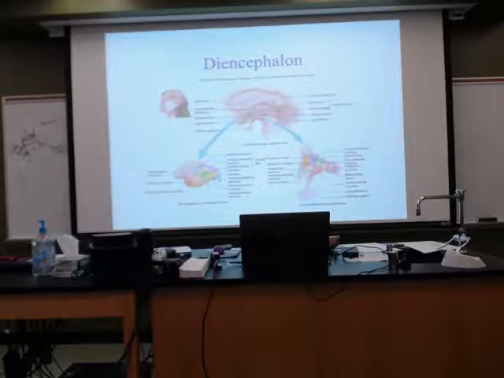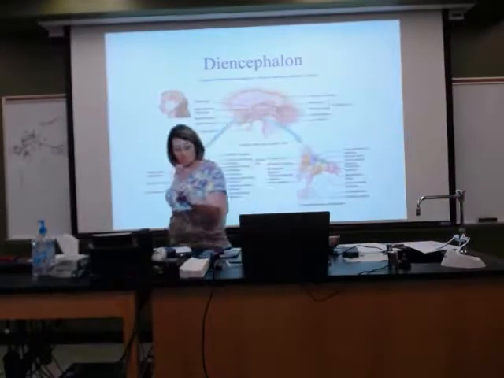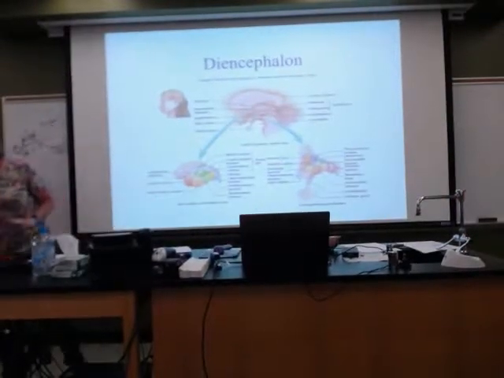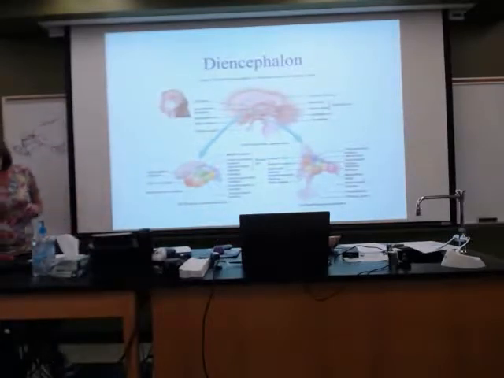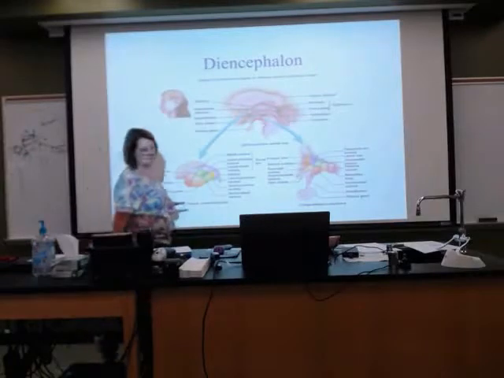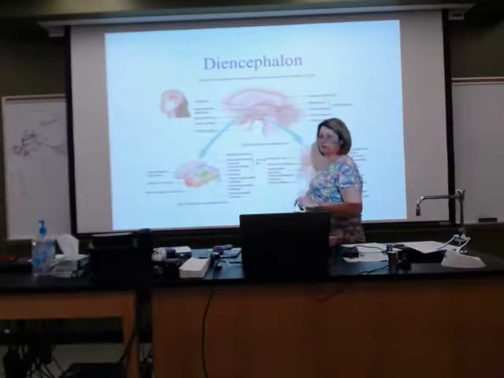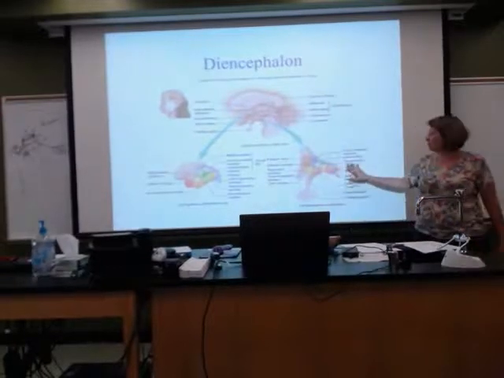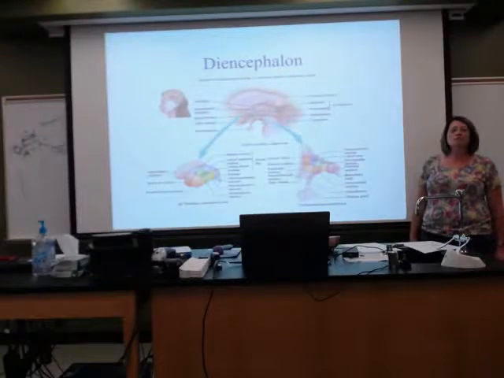So, I said that there are two systems that are going to control the body: the nervous system and my endocrine system. This right here, my hypothalamus, is going to control the endocrine system.